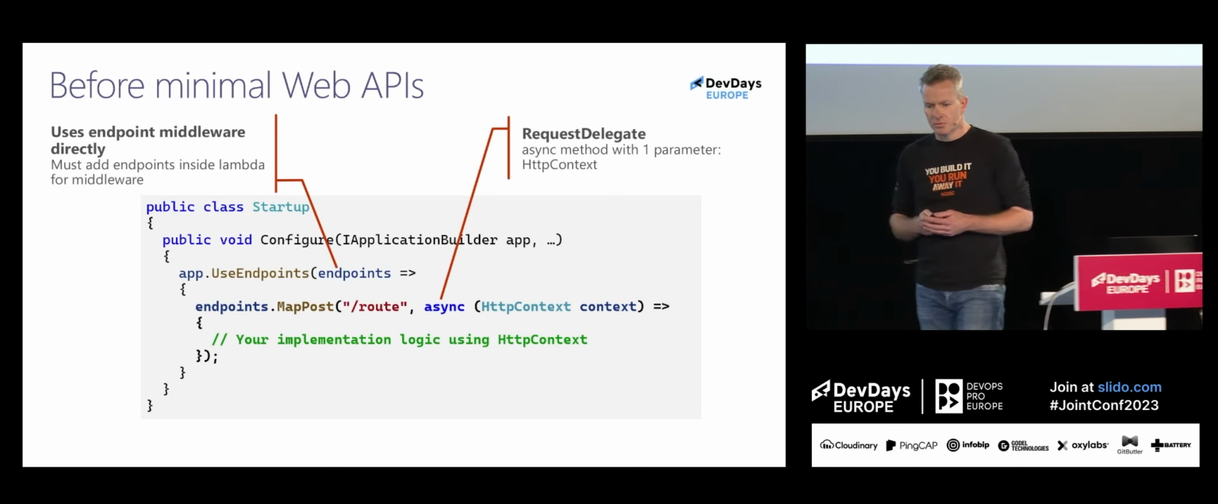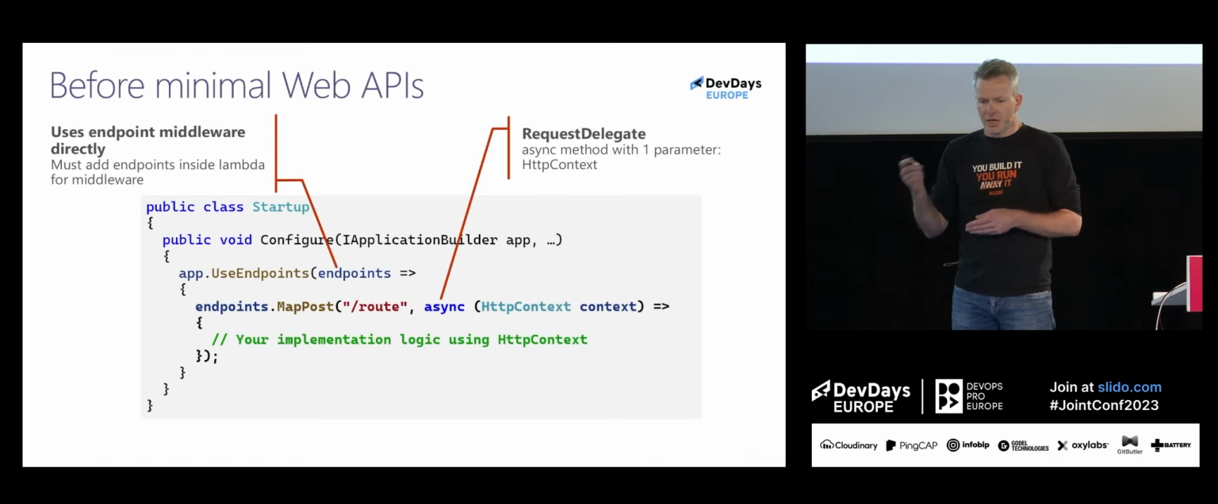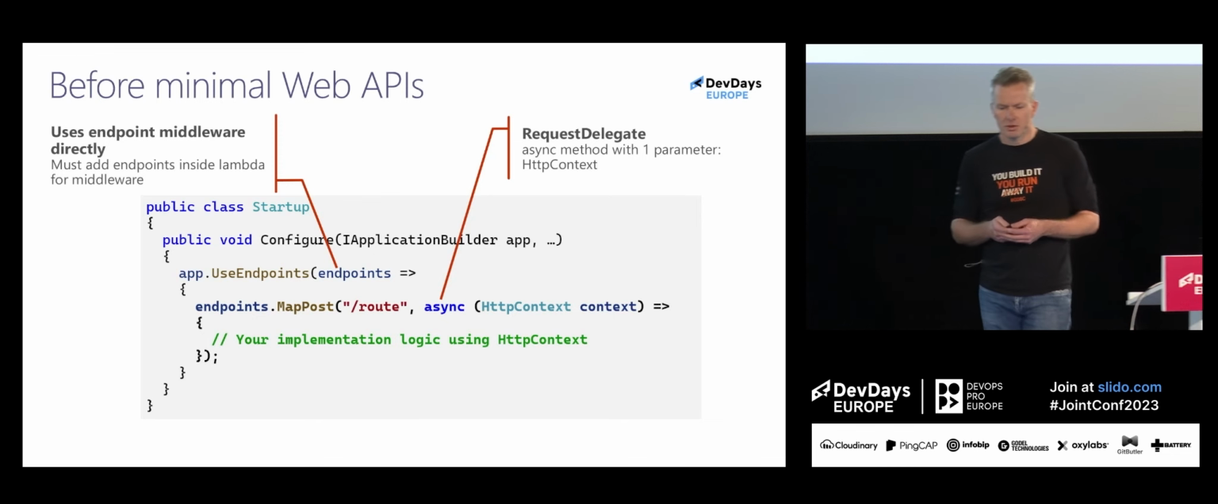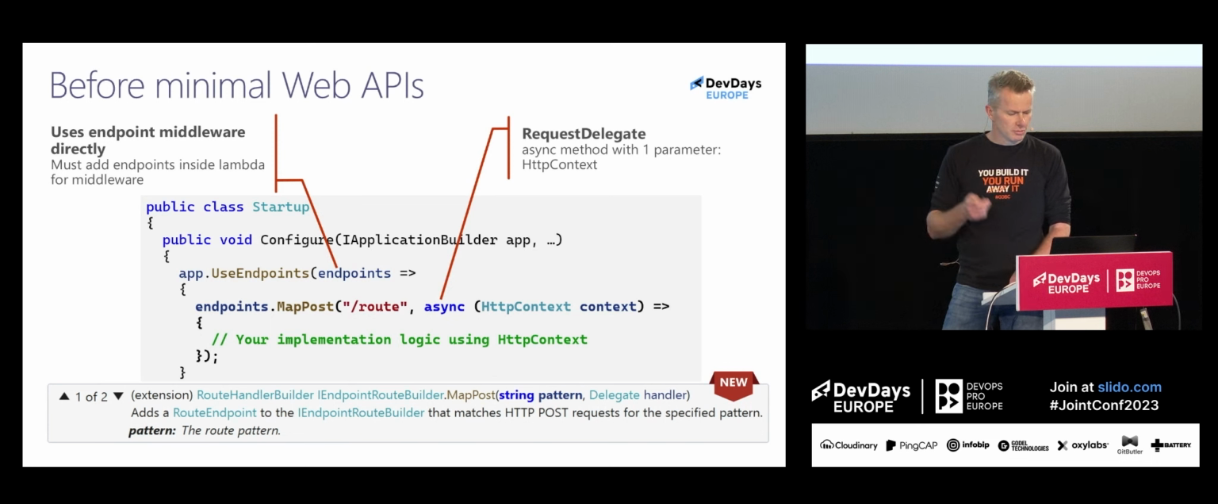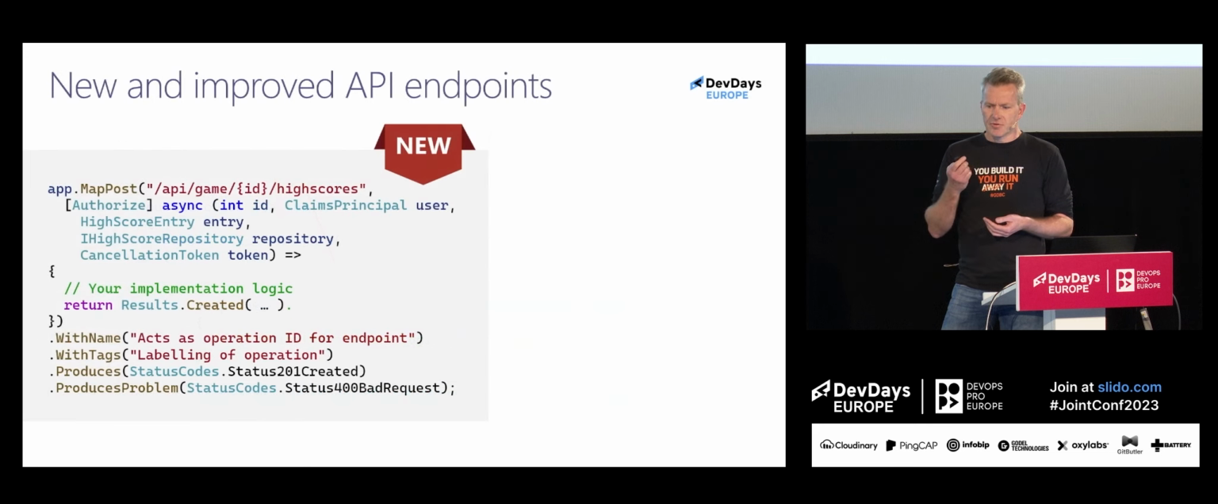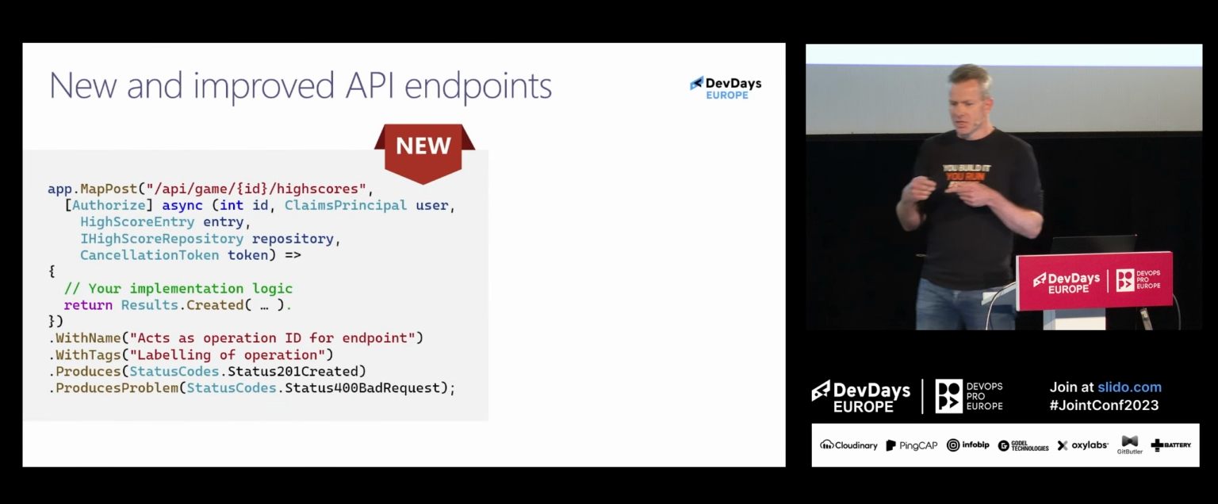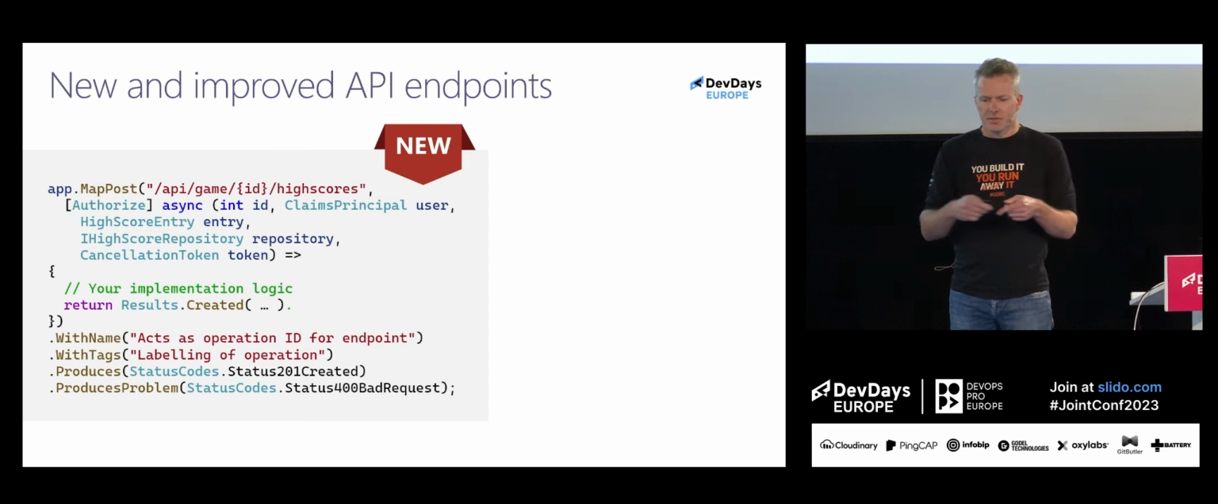So these UseEndpoints, you can do this is the way you would wrap it up at the beginning, but there's this new method that takes a delegate instead of a request delegate. So the request delegate had this HTTP context that it give you access to, but the new one, the delegate, doesn't require any specific signature.